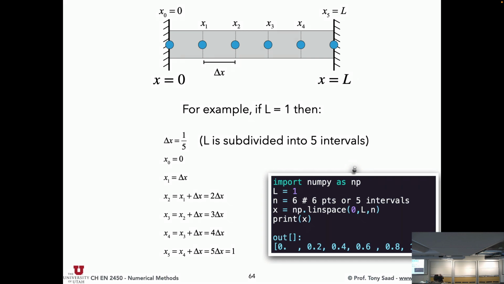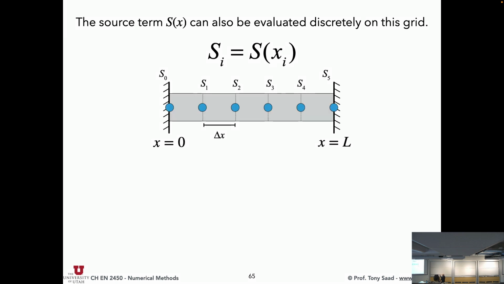Now that we have these coordinates, the source term can also be evaluated discretely on the grid. Remember, in this case, the source term is given to you. It's like a Gaussian distribution, or like e to the minus x squared. You just apply it at each one of those x values, and you get a discrete value of S of x at each one of those points. We will call that Si for simplicity. S of xi is simply the source term at xi. So at every one of those points, you have a source term, S0, S1, S2, S3, S4, and S5. For example, if S is equal to e to the minus x squared, then S1 is e to the minus x1 squared, S2 is e to the minus x2 squared, and so on. And you know what x1 and x2 are, right?